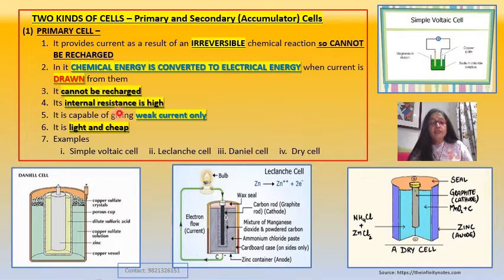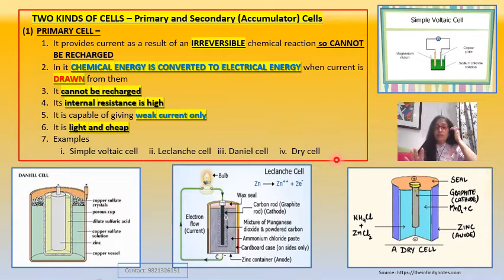Its internal resistance is high. It is because of the internal resistance being high that it is capable of giving weak current only. The current that you pass through it is weak. It is light, it's not heavy, and it's cheap. So the first example is a dry cell, this one. The easiest form of a cell to understand is a dry cell. Then you have the other kinds of cells, the Leclanche cell, the simple voltaic cell, and the Daniell cell. These are the four types of primary cells.